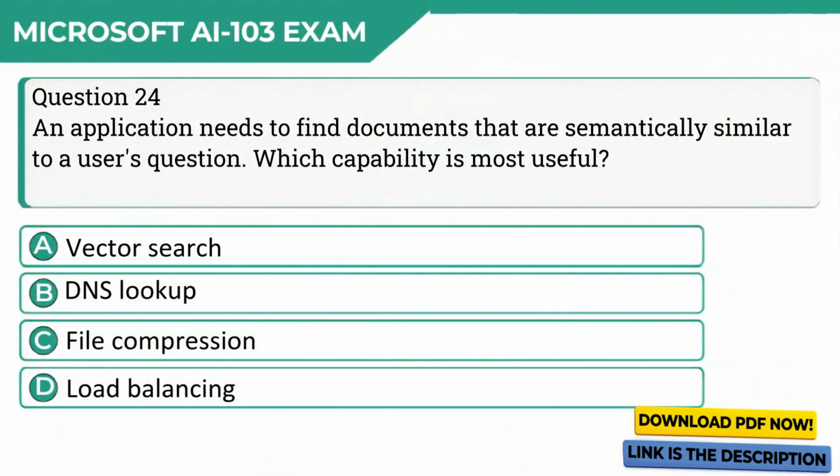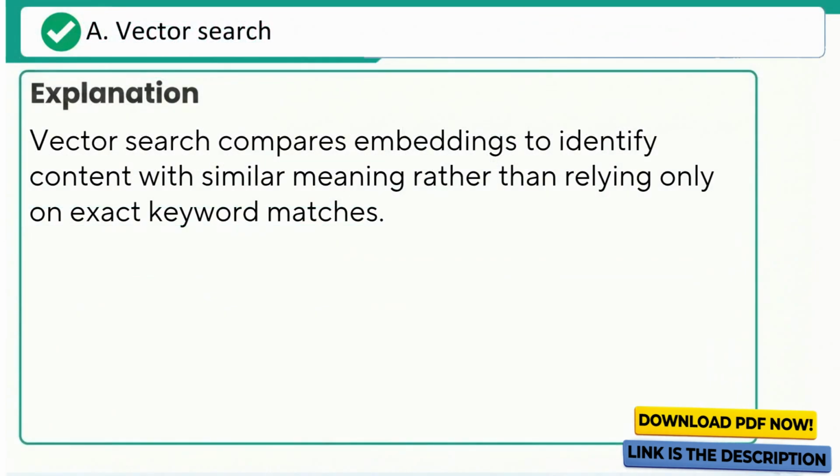Question 24. An application needs to find documents that are semantically similar to a user's question. Which capability is most useful? A. Vector search. B. DNS lookup. C. File compression. D. Load balancing. Correct answer A. Vector search. Explanation: Vector search compares embeddings to identify content with similar meaning rather than relying only on exact keyword matches.